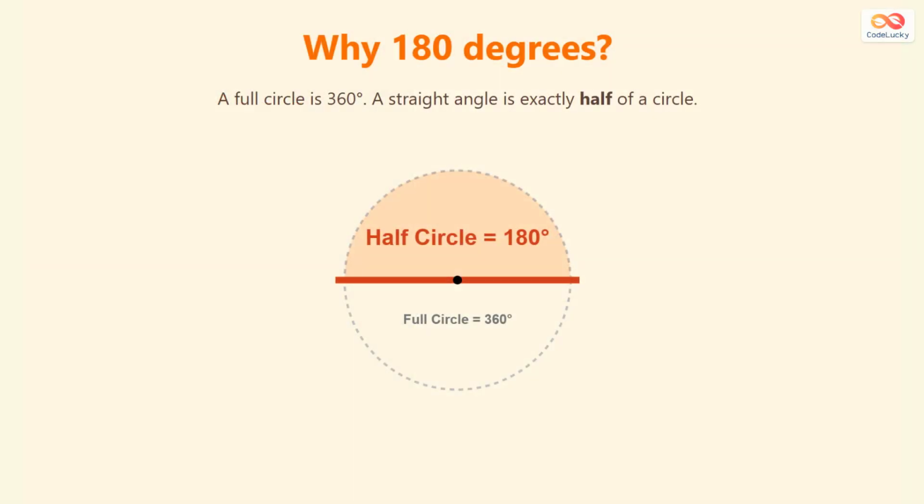Why 180? Well, think of a full circle, which is 360 degrees. A straight line cuts a circle perfectly in half. So, half of 360 gives us 180 degrees.